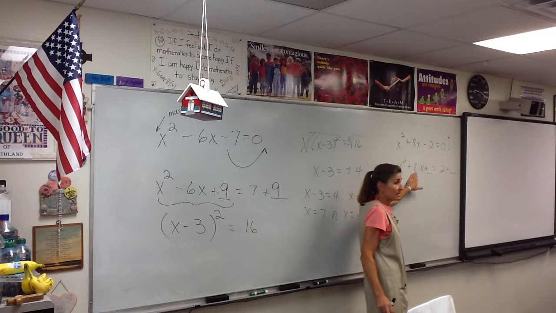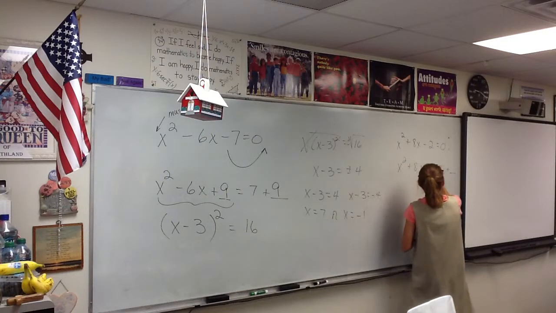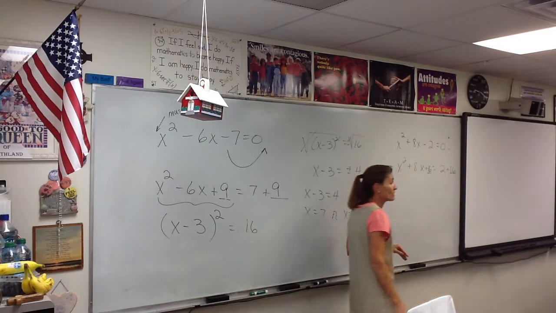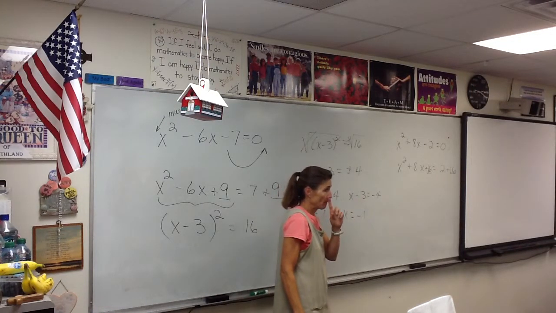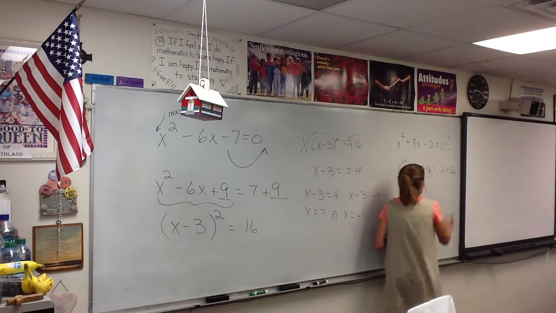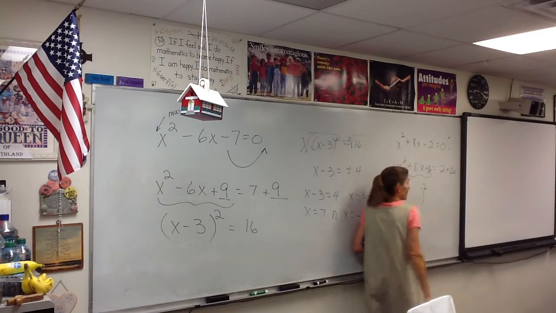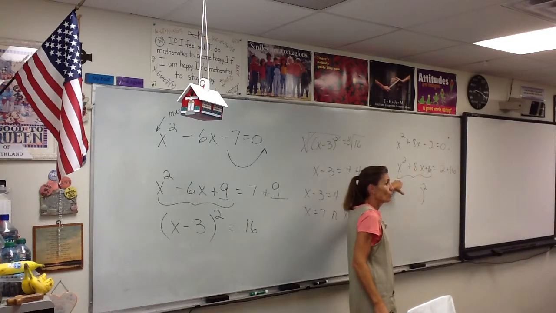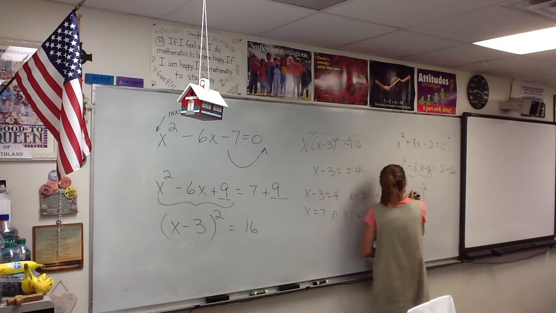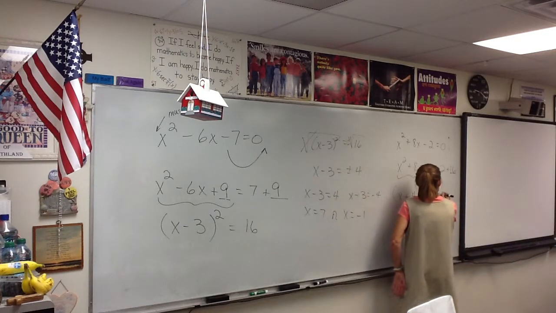Half of 8 is 4, squared is 16. So somewhere in the back of your brain, you've got to remember, take half and square it. Half and square it. The reason that you did that was so that this would be a square. This right here should be a square. What square would this be? X plus 4. Very good, Mr. Ehrlich. (X plus 4) squared equal to 18.